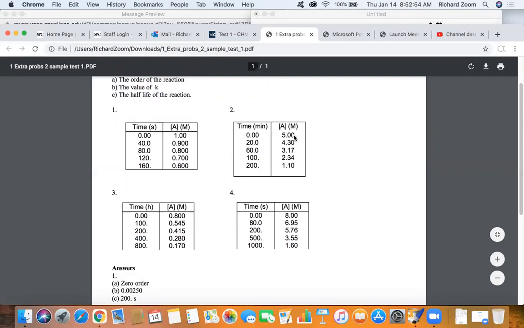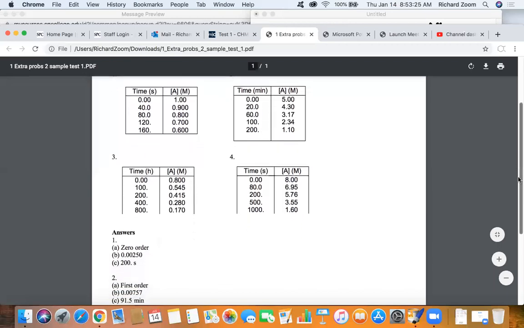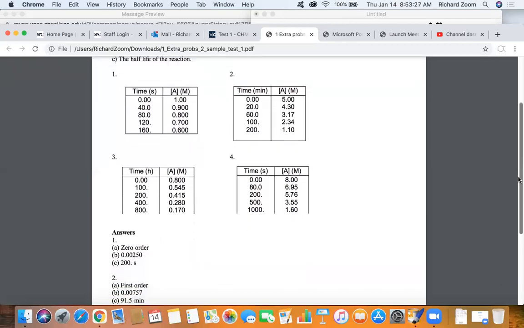So looking at number 2 here, half of 5 is about 2.5. That would be somewhere in between 3.17 and 2.34 here. So you'd expect a half-life between 60 and 100. But probably, or no, I'm lying, aren't I? No, 2.34 to 1.1. So 2.5 is somewhere in here. So it'd be between 100 and 200, but probably closer to 100, I imagine, just from that. Let's have a look. See, 91.5 minutes for number 2.